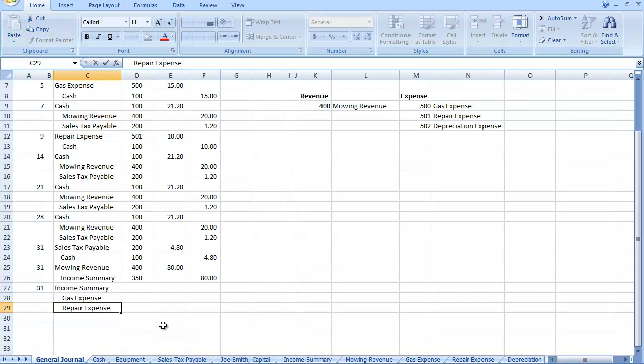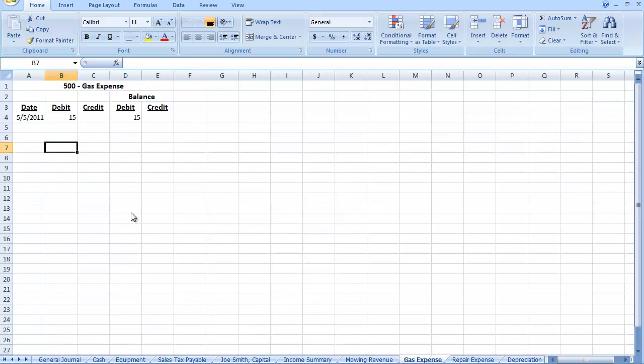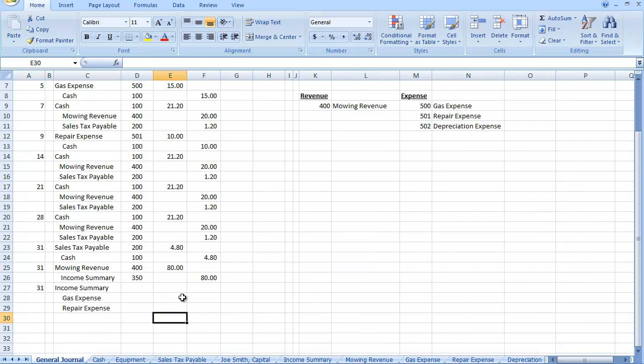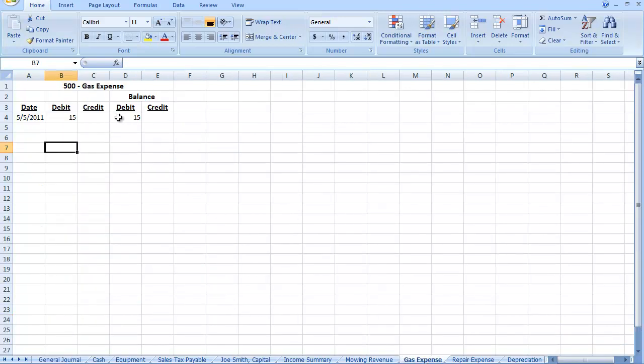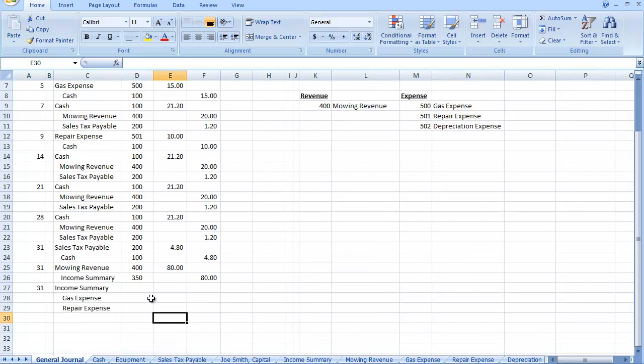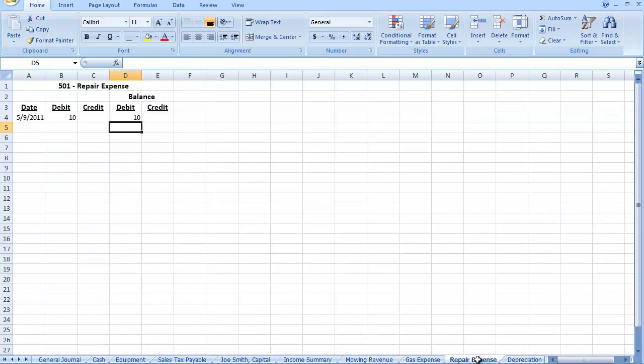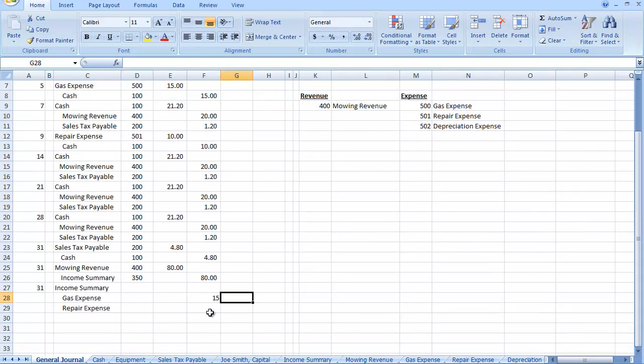Now let's see how much is in those accounts. So we go to gas expense, and it shows we have 15. So we go back here, and the 15 was debit, so we need to credit it. So 15 goes right there. Then repair expense is a $10 debit, so we need to credit it for $10. Our income summary is going to be the addition of gas expense and repair expense, which is 25, so we can balance out our equation here. And we want to make all those 2 decimal places.